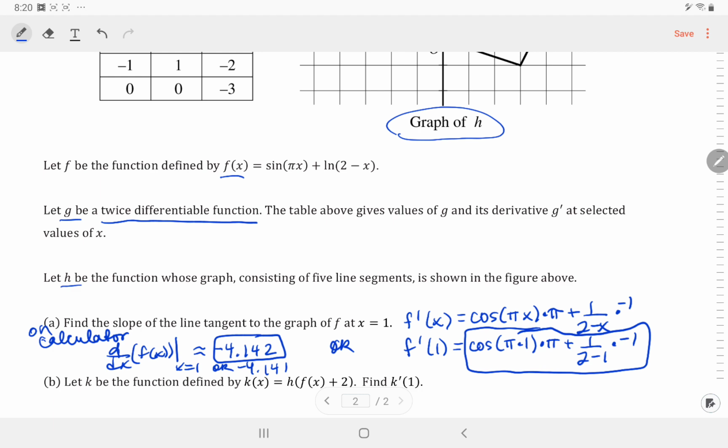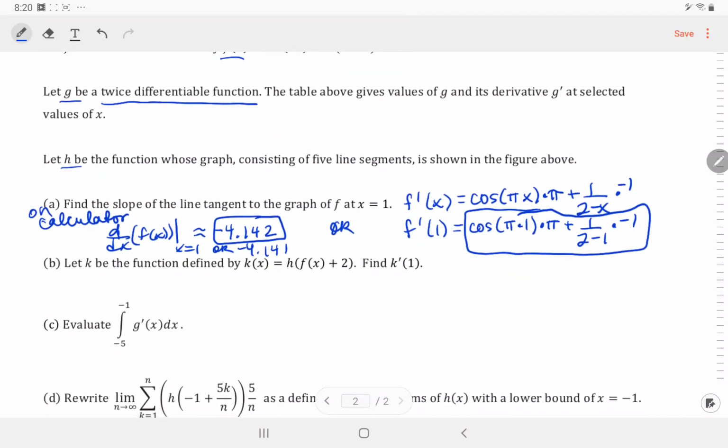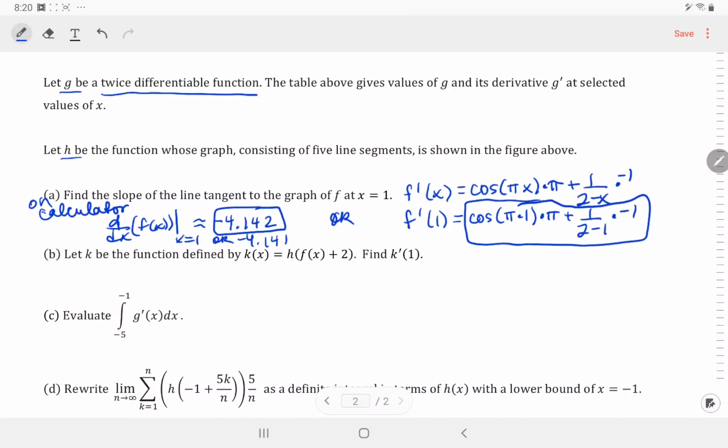Cosine pi. Oops, somehow I got E. Cosine pi times pi minus 1. No way, I got the same answer. Okay, good. So we're good. That's the answer. Okay, let k be the function k. Oh, that's kind of cool.